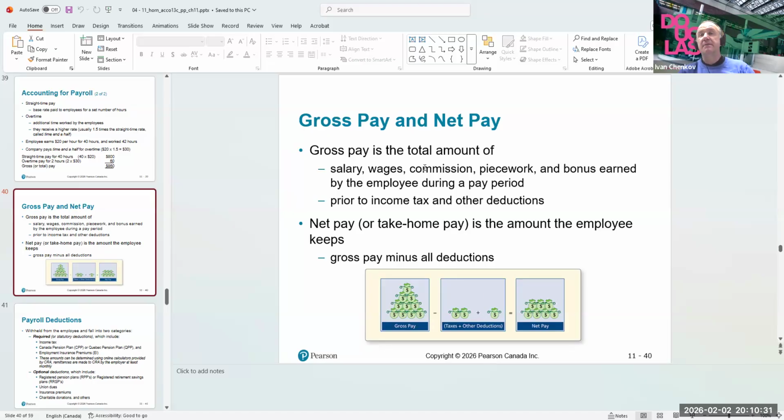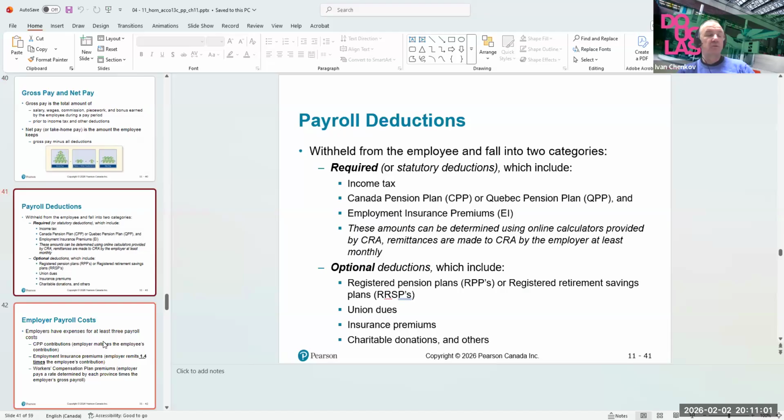So the gross pay is the total amount of the income, which is going to go to your income for income tax purposes before paying anything. And the net amount is the amount that you're going to get as a deposit to your bank account, which will be minus all the deductions that the employer has to take from you. Deductions are deducted directly by the employer.